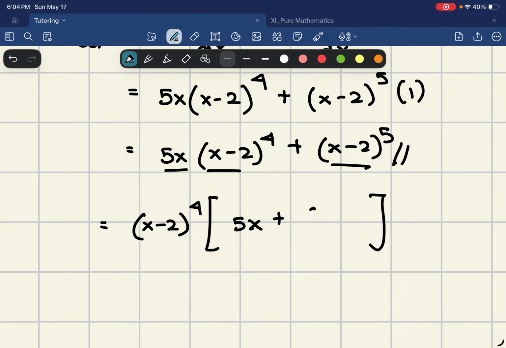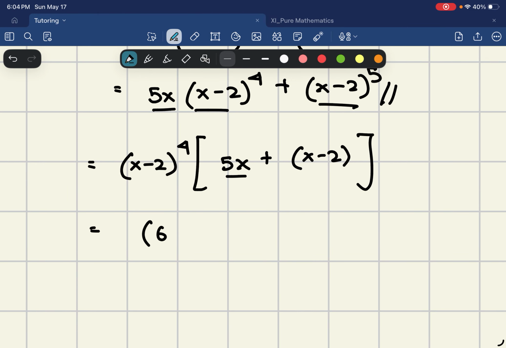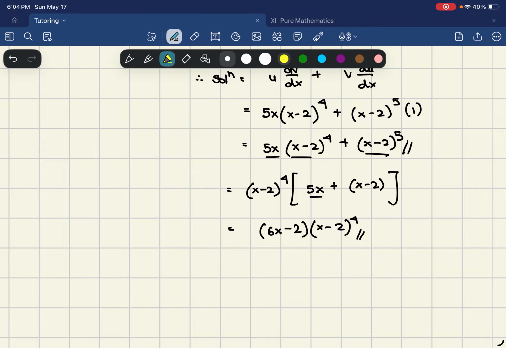Because this times this will give you the first term, and this times this will give you the second term. So you effectively have (6x minus 2) times (x minus 2) to the power 4. That is your final solution. This is how the textbook presents it, but this is also correct.